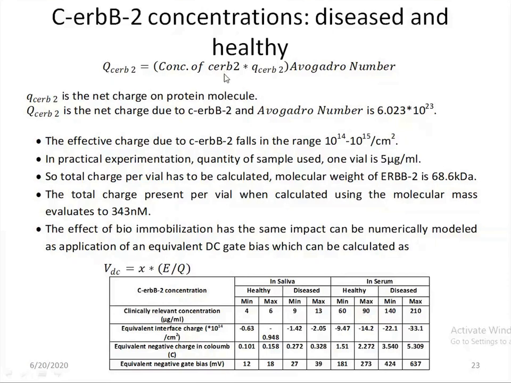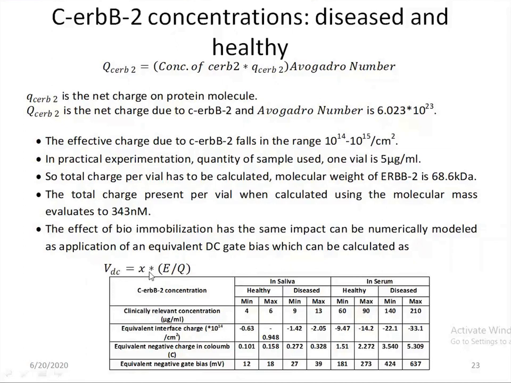If we know the concentration of the biomarker, that is a clinically relevant concentration, and the charge on the biomarker of interest. In the case of CERB2, it's a protein which has an effective charge in the negative range. Using the Avogadro number, we can find out the effective concentration of this particular biomarker, and we can reduce the effective charge due to this biomarker in required quantities. Then using that equivalent charge, we can come out with the equivalent DC bias that is to be applied to the gate in the case of the model that is developed.